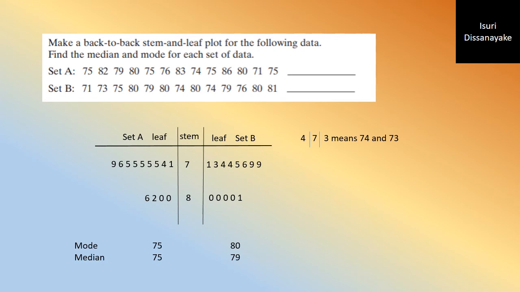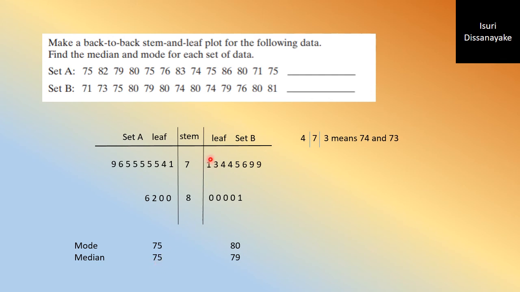Median is the middle reading. So you count the number of data points, add 1 and divide by 2. For set A, if we count the data points, we have 1, 2, 3, 4, 5, 6, 7, 8, 9, 10, 11, 12, 13 data points. Add 1 to 13, which is 14, divide by 2, the 7th data point. Count 1, 2, 3, 4, 5, 6, 7. So the 7th data point is 75.